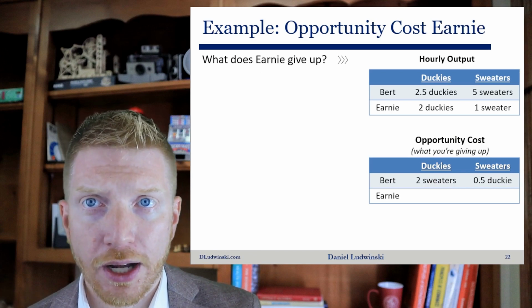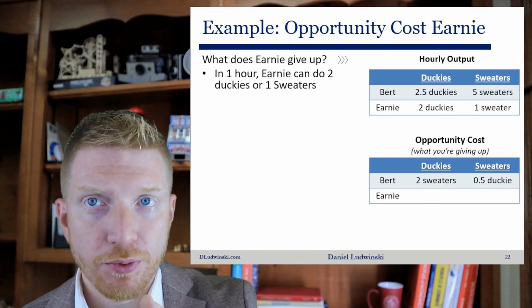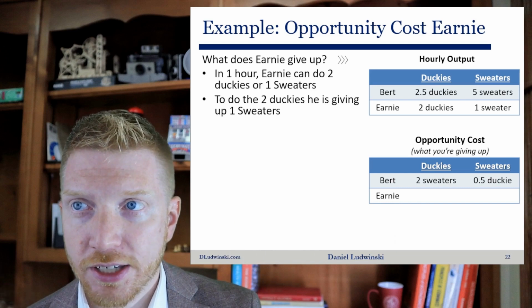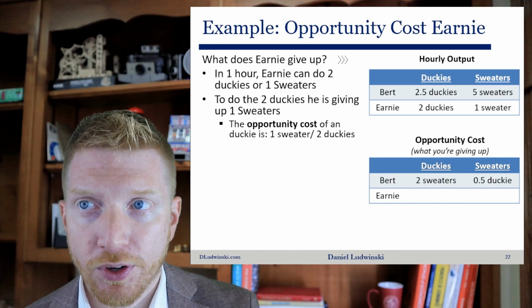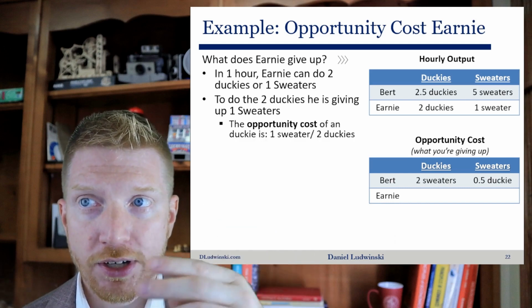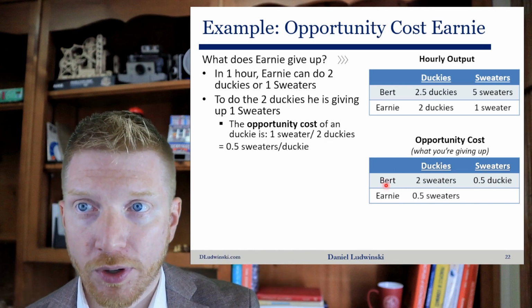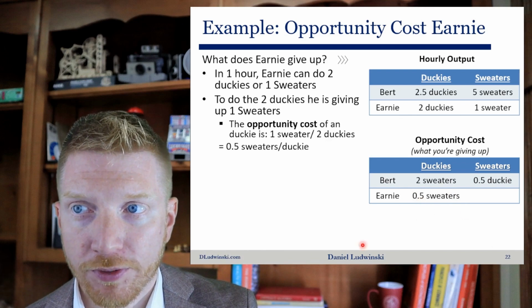For Ernie, in 1 hour, he has the option of either doing 2 duckies or 1 sweater. To do the 2 duckies, he's giving up 1 sweater. Therefore, for Ernie, the opportunity cost of a ducky is 1 sweater per 2 duckies, or 0.5 sweaters.